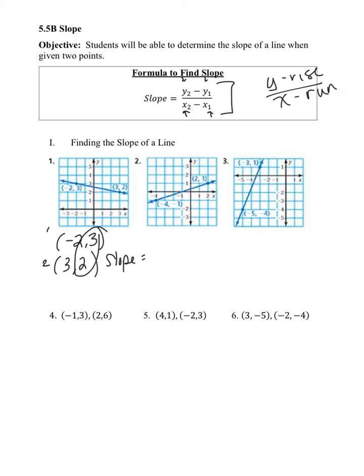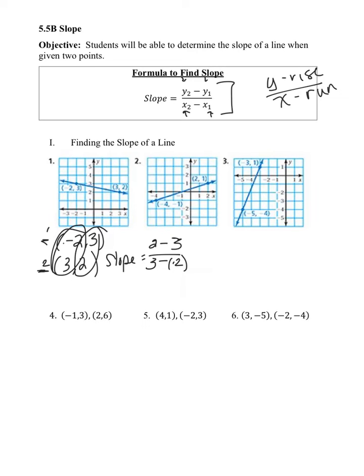equals, I'm going to do y sub 2. So that's this point, the number 2, minus y sub 1. That's the y value in the first coordinate. Whoops, that's a 3. Over, now the change in the x. So that's these two values. So x sub 2, which is 3, minus x sub 1, which is negative 2.